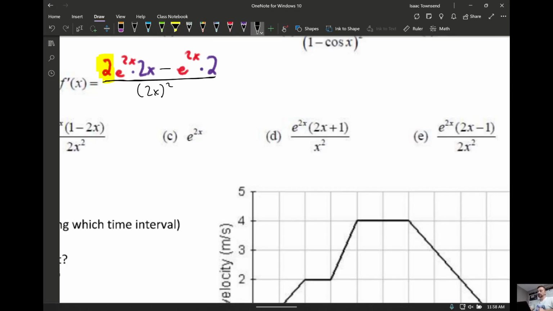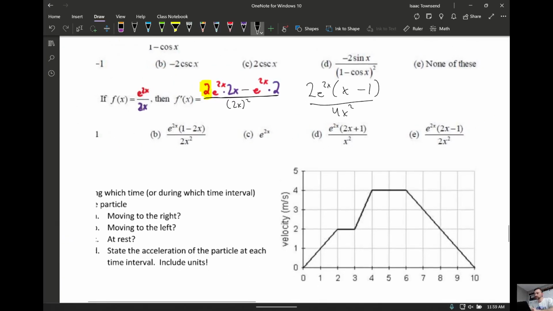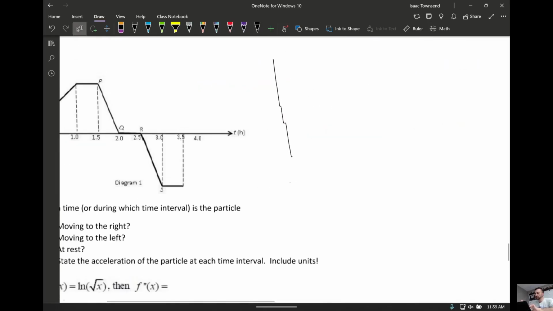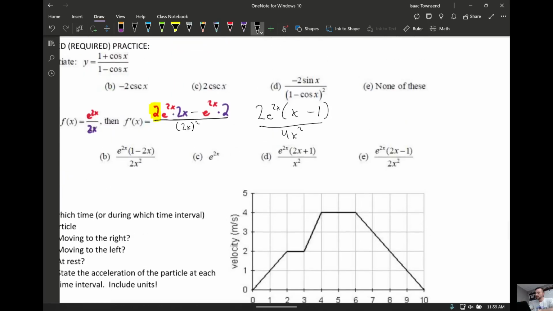Okay, but to finish this off, I don't know. Both terms in the numerator have e to the 2x, and they both have a 2, so we could factor that GCF out, I guess. The denominator, 2x squared, would be like 4x squared. Just trying to look at some of the choices. I don't know. I'm going to guess that they reduced 2 over 4.